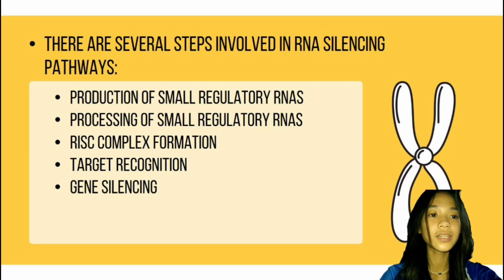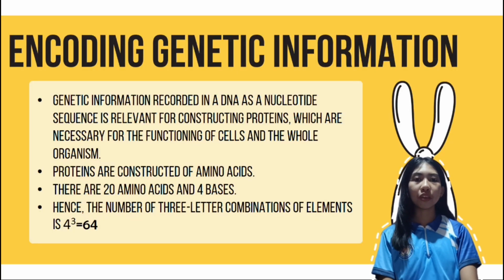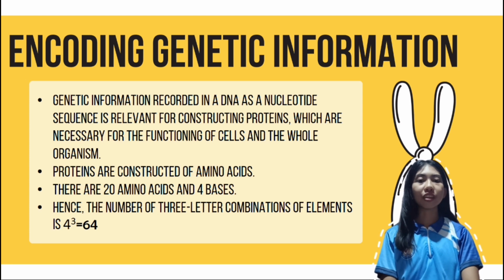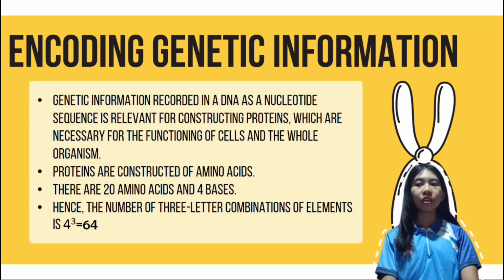So, next reporter. Let's now proceed to the encoding of genetic information. When we say genetic information, it is recorded in DNA as a nucleotide sequence, which is relevant for constructing proteins, which are also necessary for the functioning of cells and the whole organism. Proteins are constructed of amino acids. We are all familiar that the building blocks of proteins are amino acids. Did you know that there exist various numbers of amino acids? But nature commonly uses only 20 quite specific amino acids. There are 20 amino acids and 4 bases.